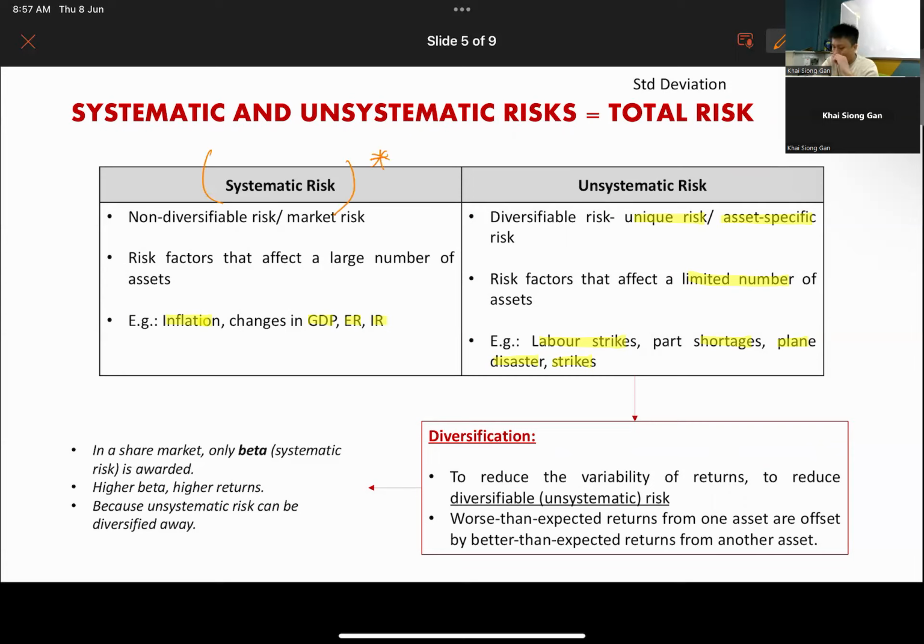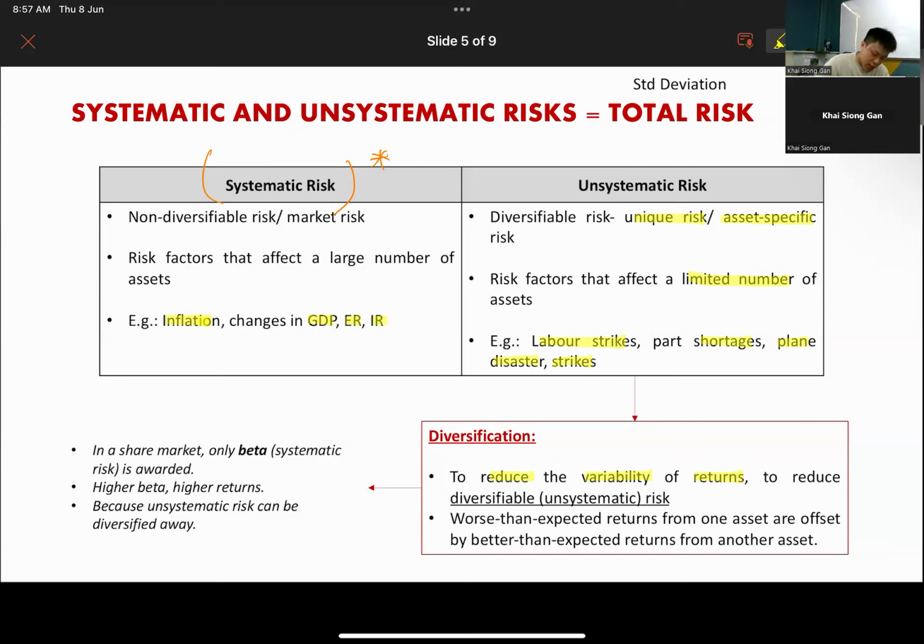Then how can we reduce the risk? One way to reduce the risk is through diversification, to buy different assets, to reduce the variability of returns and to reduce the unsystematic risk. So when you invest in different sectors or industries, the one that is performing badly can be offset by the better than expected returns from another asset. The good one can offset the bad one.